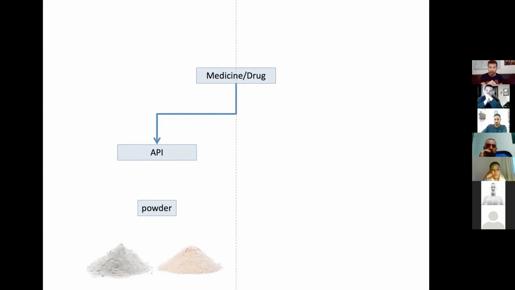It means this is exactly the substance or compound, for example, abacavir, lamivudine, exactly this powder, which inhibits, for example, integrase or protease in our body against HIV. So this is exactly what helps us.